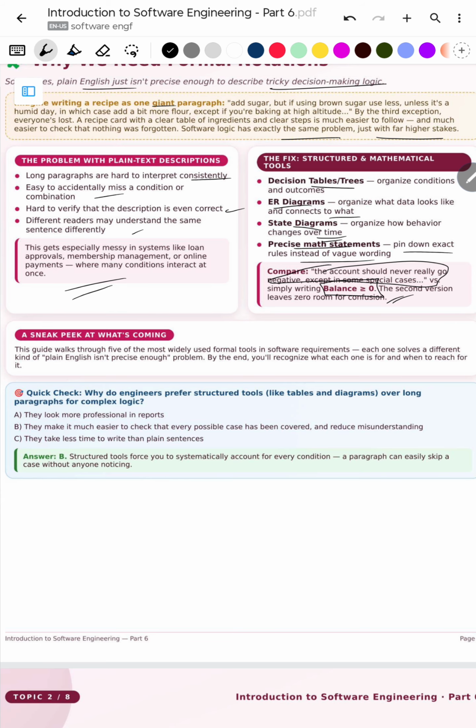So let's give a quick answer. Why do engineers prefer structured tools like tables and diagrams, like we saw there, over long paragraphs of complex logic? Very simple: to make it much easier to check that every possible case has been covered and to reduce misunderstanding.